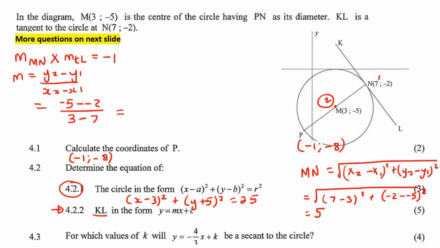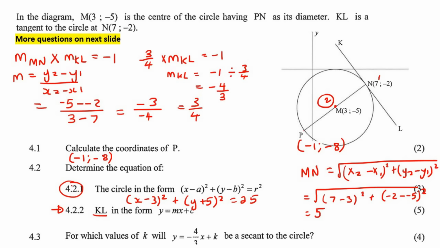And that'll give us negative 5 plus 2 is negative 3 over 3 minus 7 is negative 4, and that'll give us a positive 3 over 4 gradient. So now we know the gradient of MN, so we could say 3 over 4 multiplied by the gradient of KL should give us negative 1. So to work out the gradient of KL, you could say negative 1 divided by 3 over 4, and it should give you negative 4 over 3.